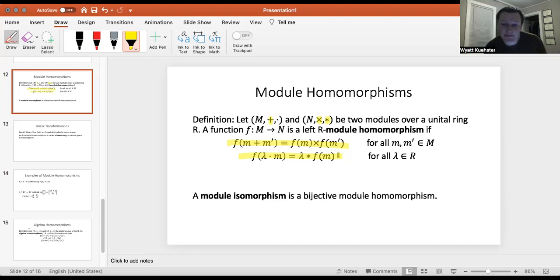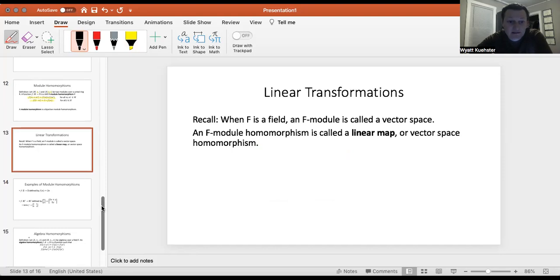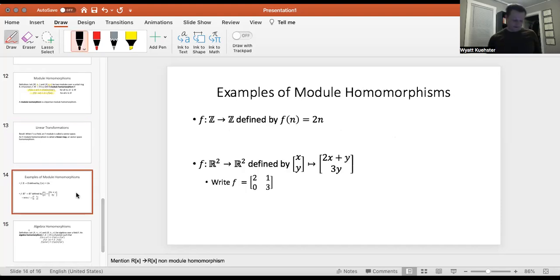And a module isomorphism is a bijective module homomorphism. There was a special case of modules when our ring was a field. We call an F module a vector space, and we call F module homomorphisms vector space homomorphisms, or more commonly, they're called linear maps or linear transformations. They're maps that respect scalar multiplication and addition of vectors. So they're the structure preserving maps of vector spaces. It's just a special case of a module homomorphism. Let's do two examples of those.